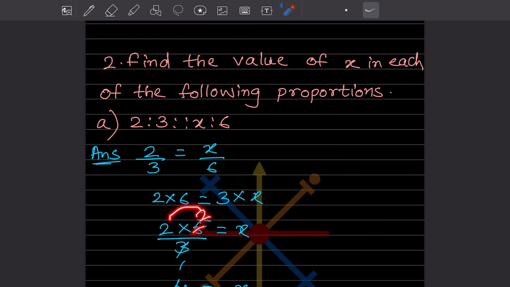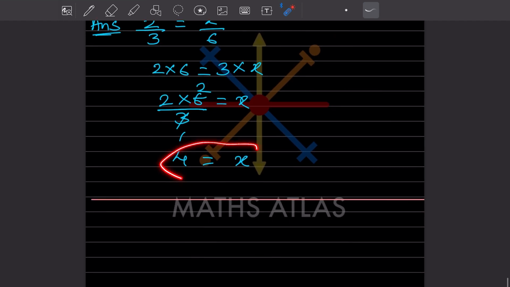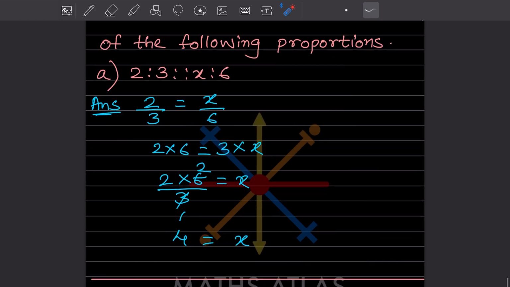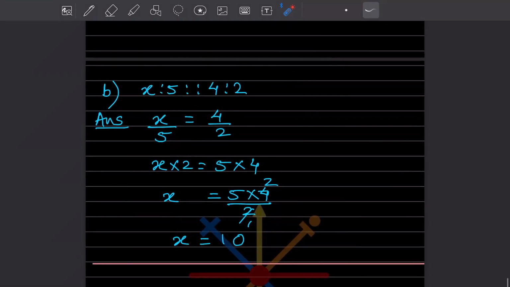So what remains here is 2 twos are 4. So x is 4. Only the thing is you should know the formula. What is to be done? So here it is very easy that you have to divide it and then cross multiply. That's it.